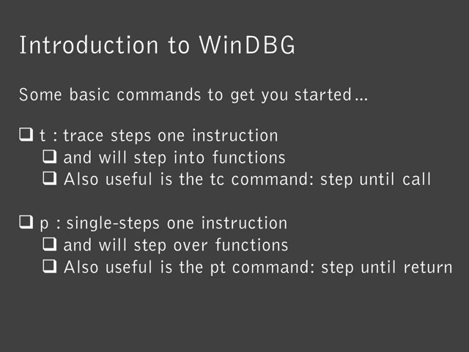P steps over it. There's some random useful stuff like TC. There are variations on all these, which is why you want to read the help. There's a lot of variations. But if you execute TC instead of T, it'll actually trace to the next call, which is useful. And then you've got this command, which we're going to be using later, PT, which tells it to single step all the way till the return of that function. We'll get into why that's useful in a minute.